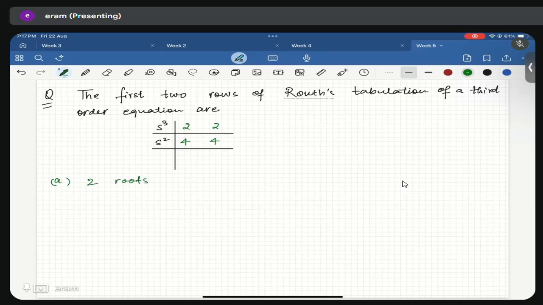In this question, we are given the first two rows of a Routh table and we are given some options. Identify which option is correct.